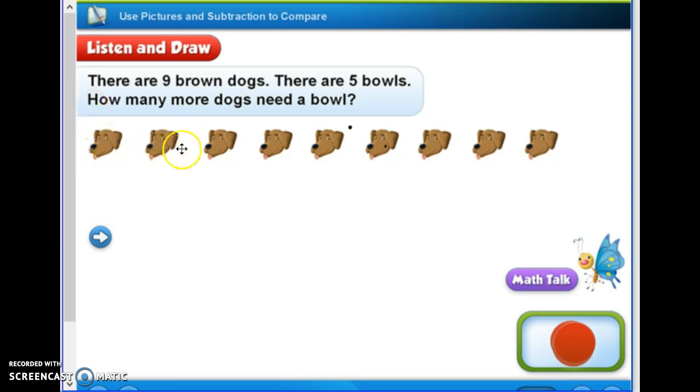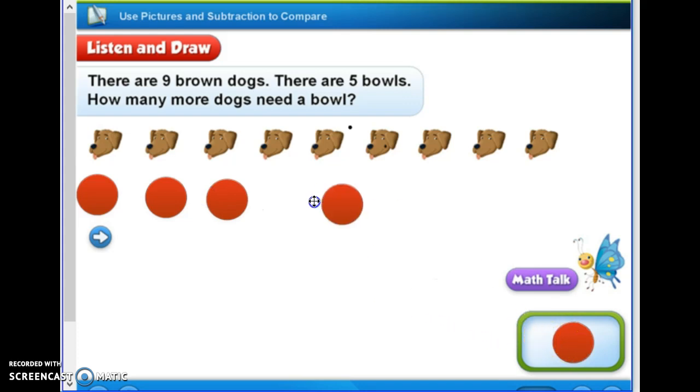So I have my 9 brown dogs right here. Now I need to add my 5 bowls. 1, 2, 3, 4, 5.